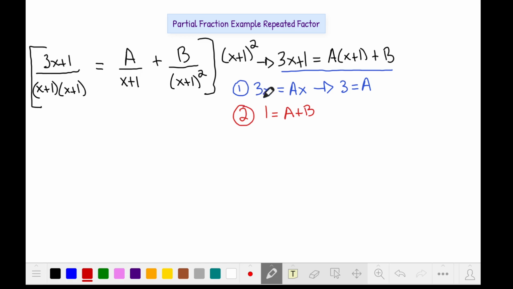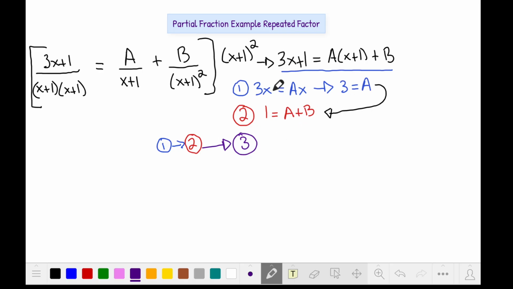So equation 1 is all the x terms. Equation 2 is all the non-x terms. If we had an x squared term, well then we would have an equation with x squared terms only. But that's not the case right now. So remember, what we do is we solve equation number 1 for one of the variables, which we already did. And then we plug that into equation number 2. So that's actually going to give us a third equation, which is really equation number 1 plugged into equation number 2, gives us equation number 3.